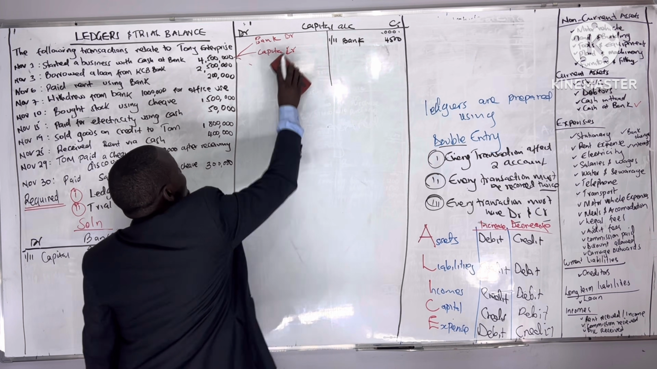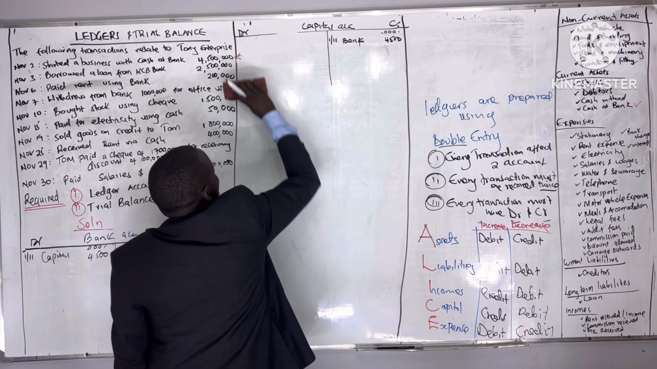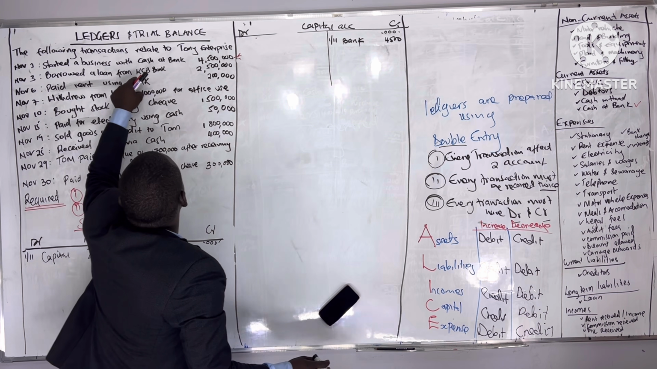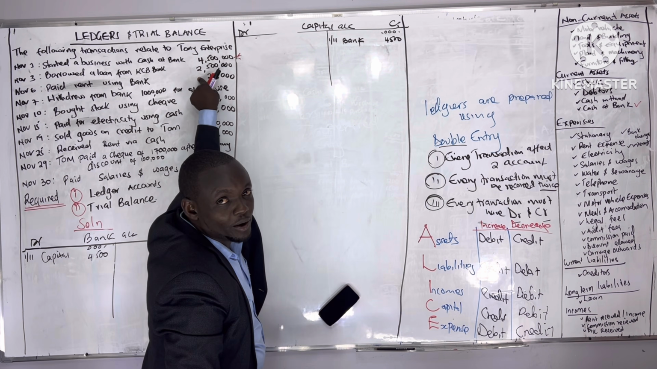Now we go to the next one. We are told: borrowed a loan from KCB Bank, 2.5.